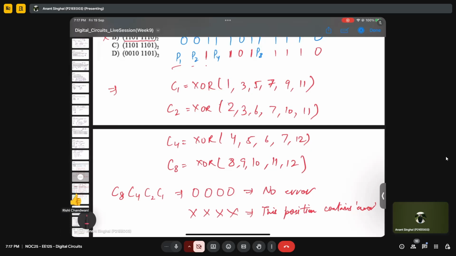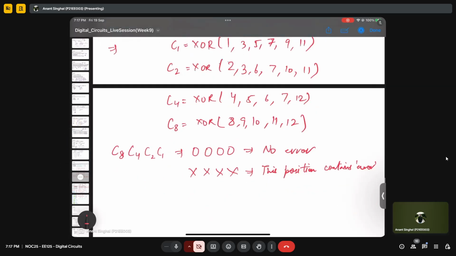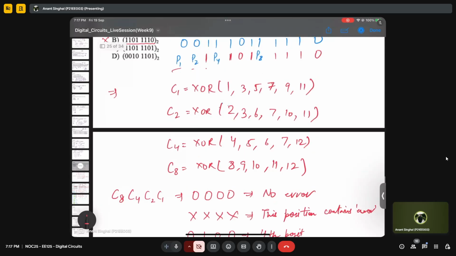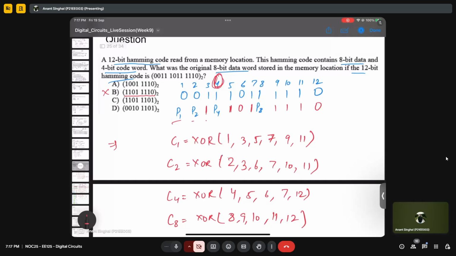Sir, suppose 0, 1, 0, 0, that means C4 has error, sir? No, no. For example, 0 1 0 0, this is actually the fourth position, so the fourth position has an error. I mean this position. Okay, sir.